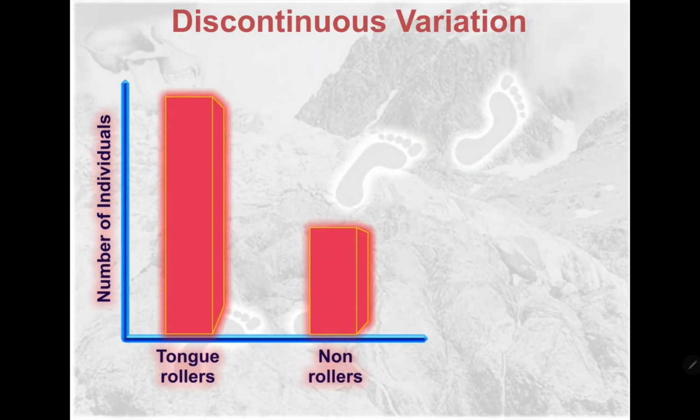We're now going to look at some examples of both types. Our first example is an example of discontinuous variation: the ability to or not to roll your tongue. This is controlled by one gene, and it results in being able to either roll your tongue or not roll your tongue. We have a ratio here of 3 to 1, and there's only one gene controlling this.